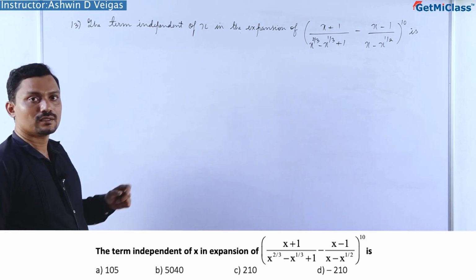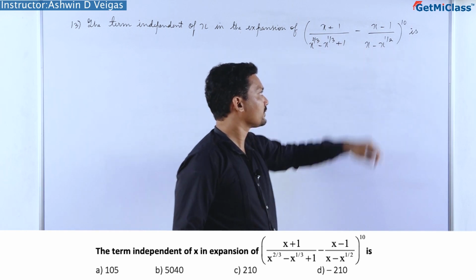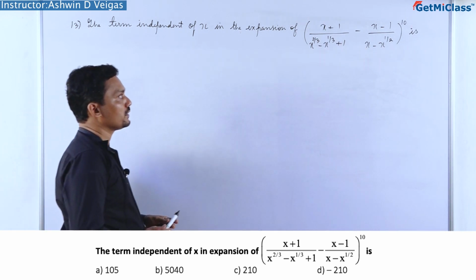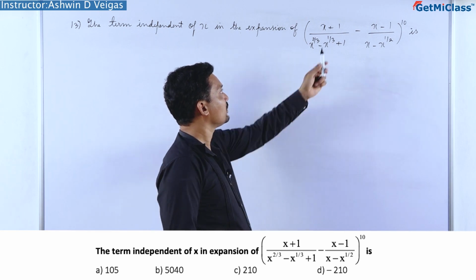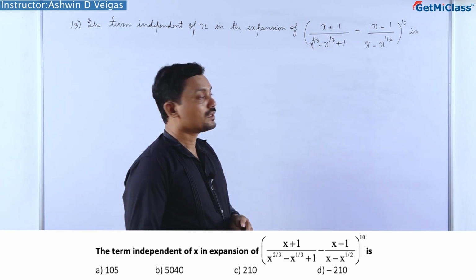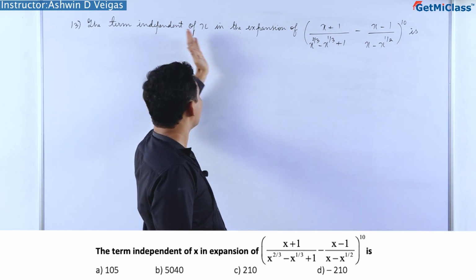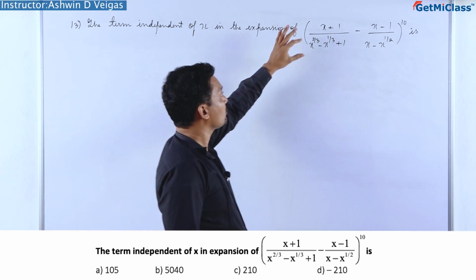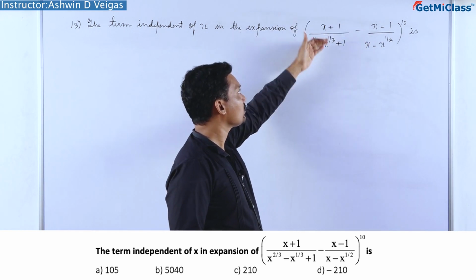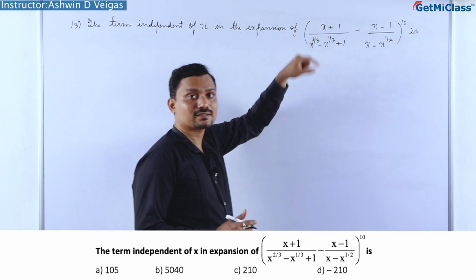Question 13: the term independent of x in the expansion of this. If you observe carefully, one term here and here will cancel. They are asking for the term independent of x, but expanding this in this form is not easy, so we have to simplify somehow. I will first simplify the first term only.